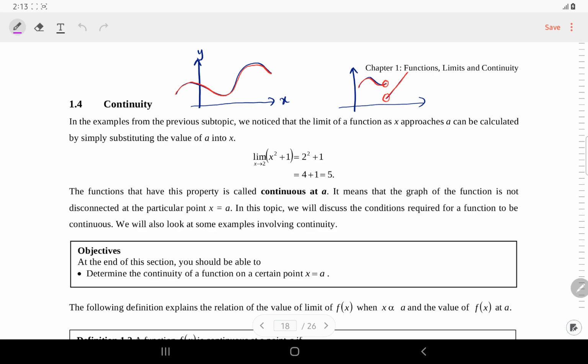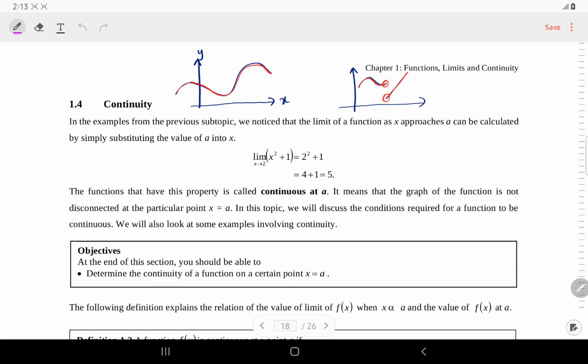It is easier to determine whether the graph is continuous or not by seeing the shape of the graph. But if you are given only a function without the graph, how can you determine whether the function is continuous or not? That is what we will learn in this subtopic.